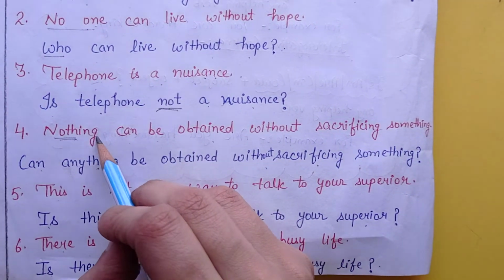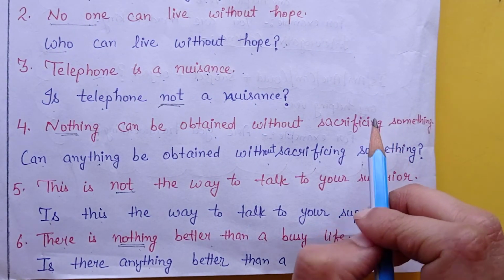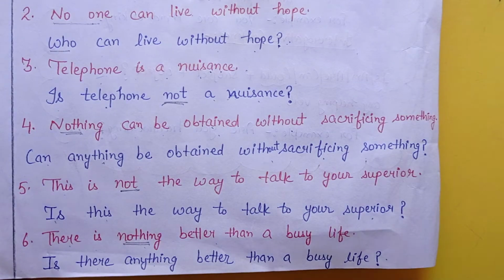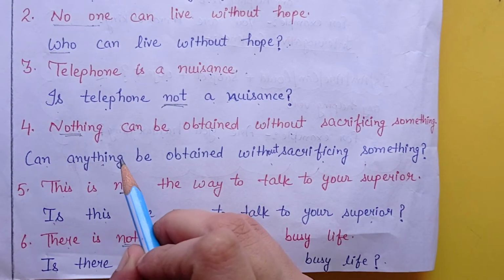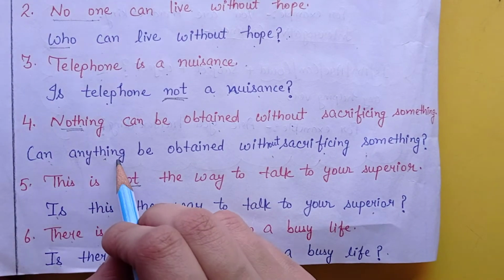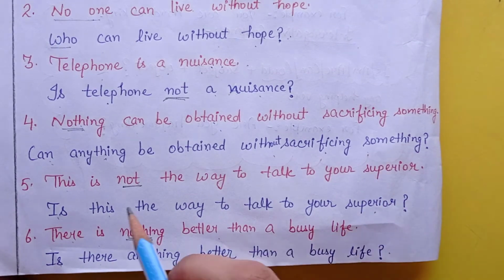Fourth is, nothing can be obtained without sacrificing something. Nothing. So the assertive sentence given here was a negative assertive sentence. So the interrogative will be positive. So you can write, can anything be obtained without sacrificing something?